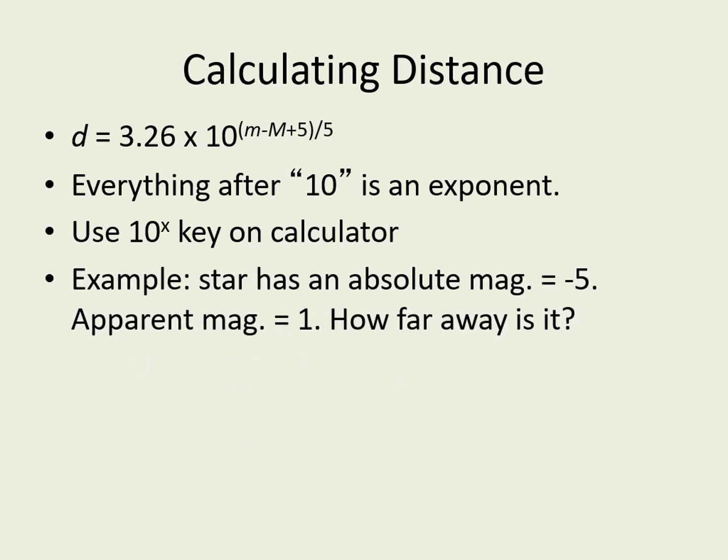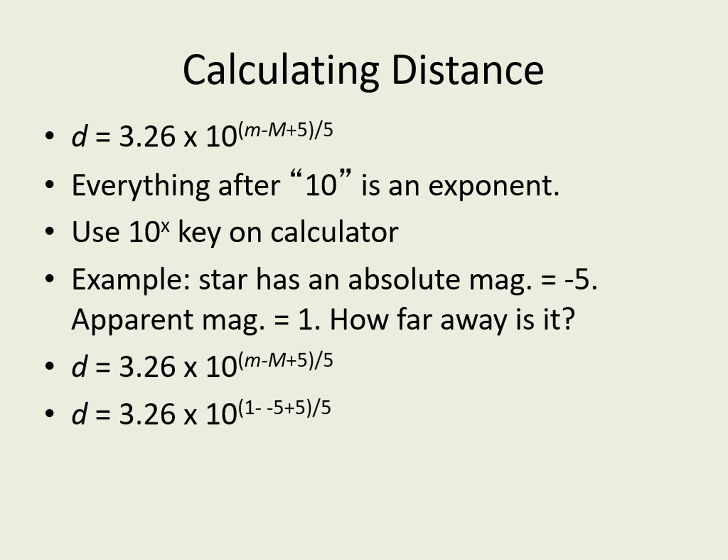So imagine a star with an absolute magnitude of -5 and an apparent magnitude of 1. Let's calculate how far away it is. We set up the equation, and then we put in -5 for the absolute magnitude and 1 for the apparent magnitude. Notice that we've got a -5, which is just like adding +5. Now add all the pieces on the top, which means the exponent is 11 divided by 5, or 2.2. Now you've got 10 to the power of 2.2.